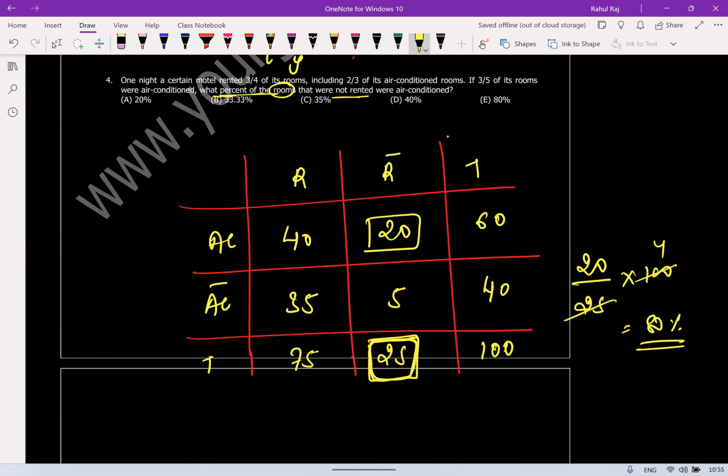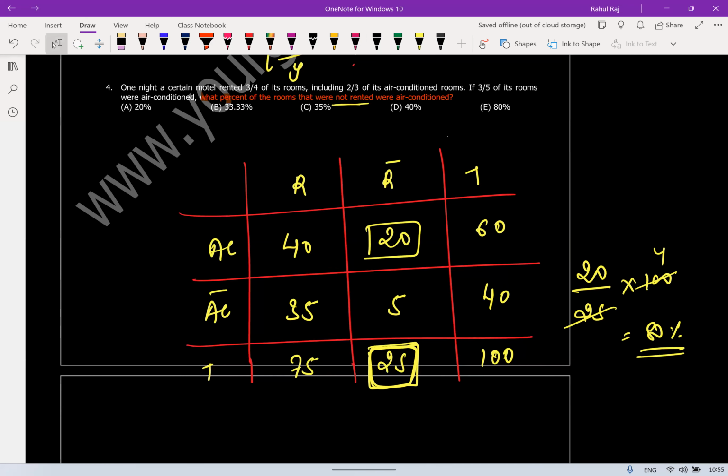Any problem here? Rahul, so the question says the rooms that were not rented. See, what percent of the rooms that were not rented? So how many rooms were not rented? 25. But it says not rented were air conditioned, so it should be 20. No man. What percent of the rooms that were not rented were air conditioned?